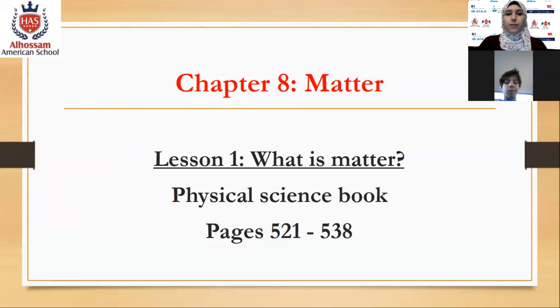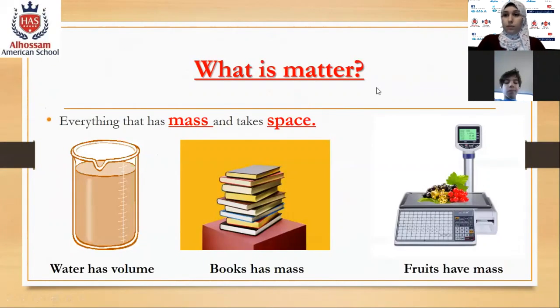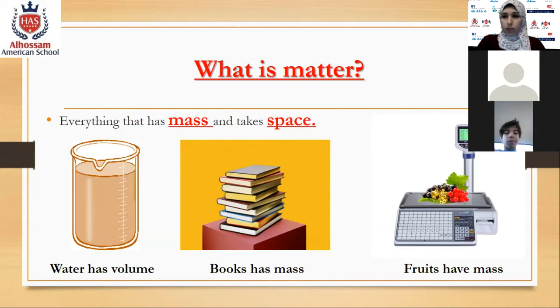What's matter? You'll find it in Physical Science book, pages 521 to 538. We defined matter as anything or everything that takes up a space and has a mass. Just like the water has a volume, so it's considered as matter. Also, the books have mass, so they are considered as matter. And the fruits also have mass, so they are considered as matter.